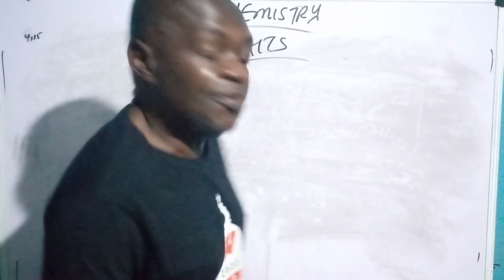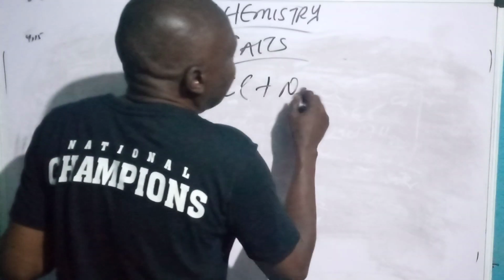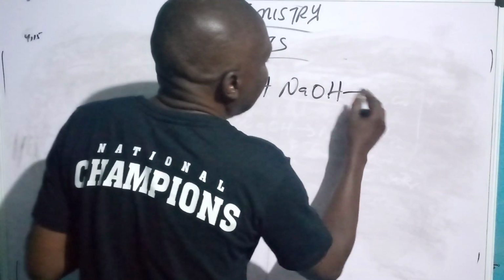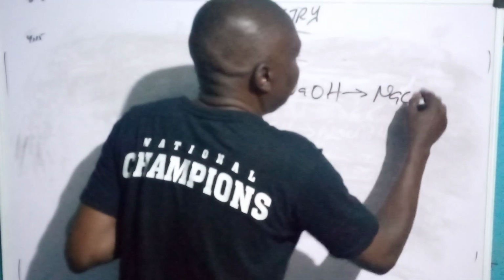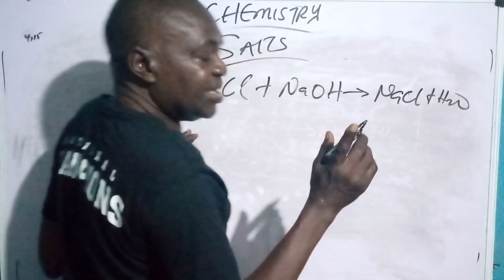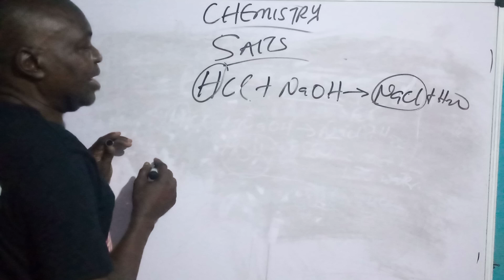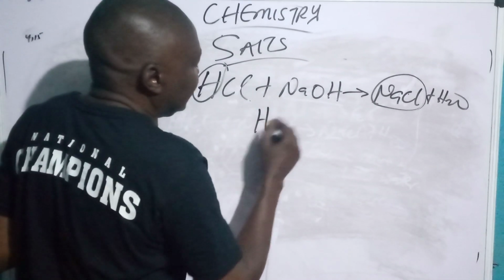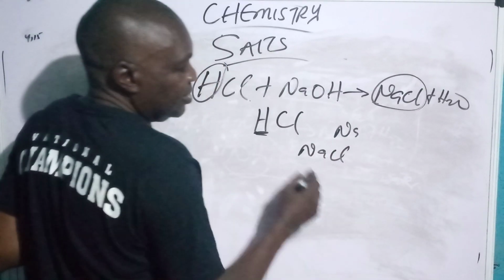A salt is a compound formed when all or part of the ionizable hydrogen ion is replaced by a metal or ammonium radical. For example, you have HCl. When you react this with sodium hydroxide, as we said before, a neutralization reaction, you have NaCl plus H2O. But the essence is, this is a salt, sodium chloride. You have replaced the ionizable hydrogen ion here. So let's assume you have HCl, you replace this one with sodium, you have NaCl, sodium chloride.